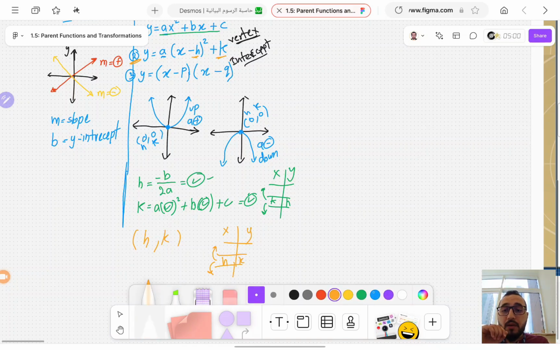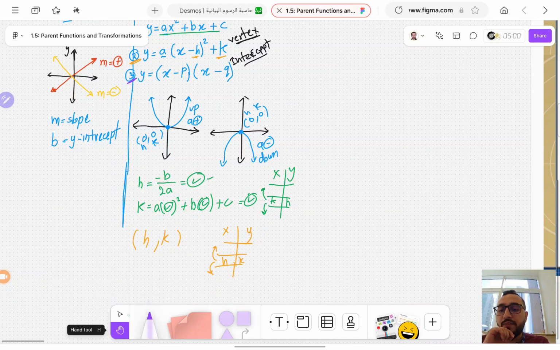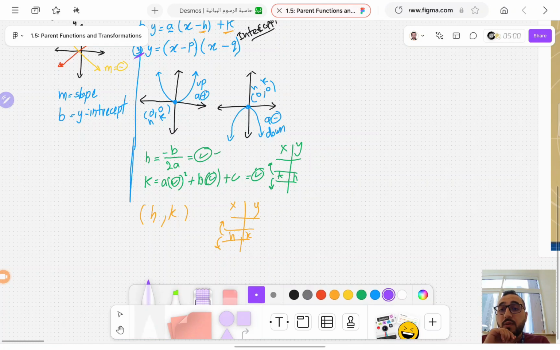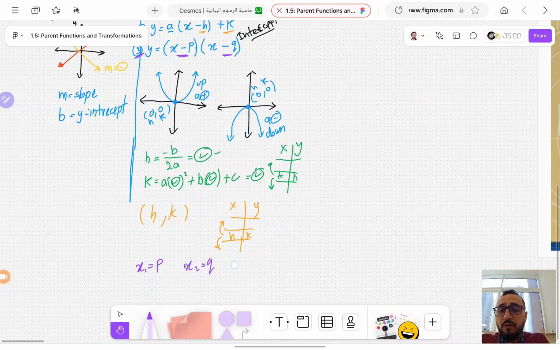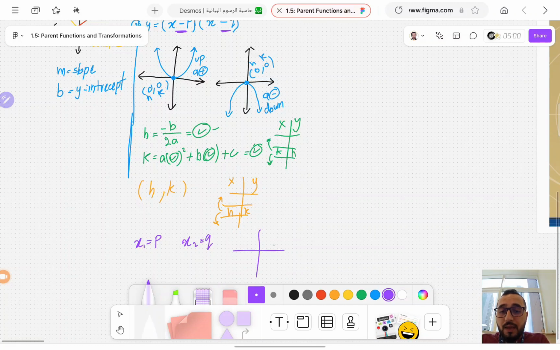One more graphing, for when it's in the intercept form or factored form. We know that the x's here represent the x-intercepts. The first thing: x1 is equal to p, just take the opposite sign, and x2 is equal to q. So now we know that on the graph we have x1 and here we have x2. You know it's a parabola, so I just need to know where the midpoint is so I can complete my parabola.